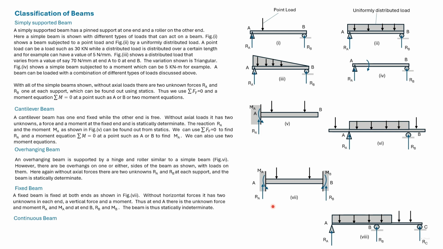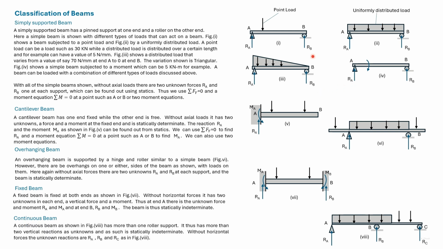A continuous beam has a pinned support and more than one roller support. Considering there are no horizontal forces, there are vertical forces that are unknown. So a continuous beam will have three or more unknown vertical forces. So a continuous beam is also statically indeterminate.